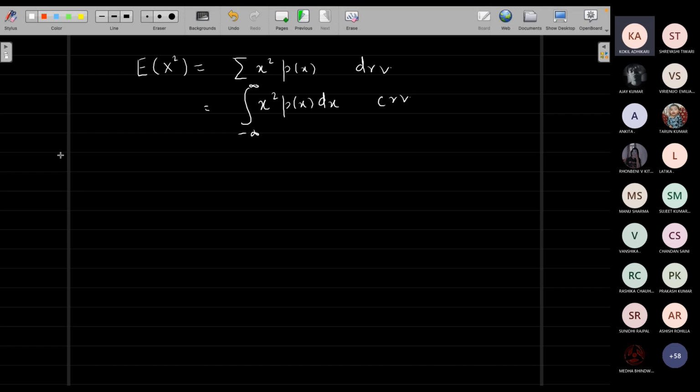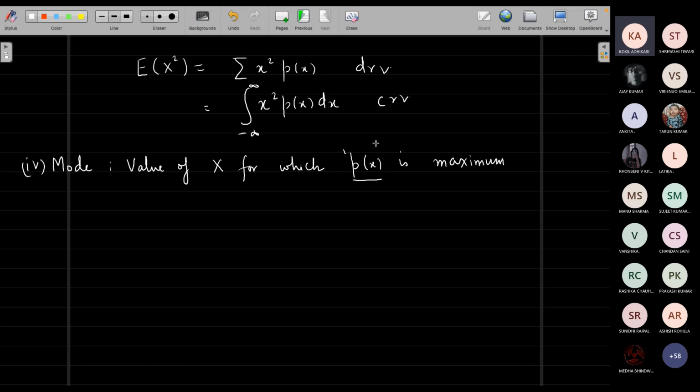Something more. What about another interesting thing, what we call the mode? What do we call this as mode? The maximum number of outcomes. Yeah. So it is the value of the random variable for which px is maximum.